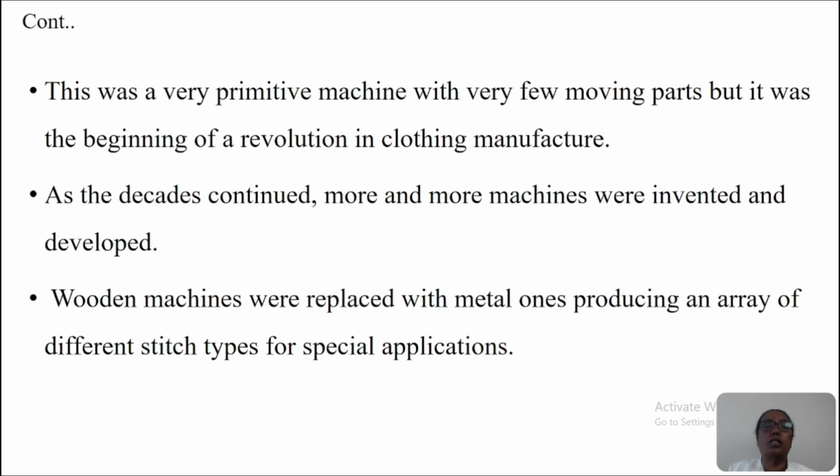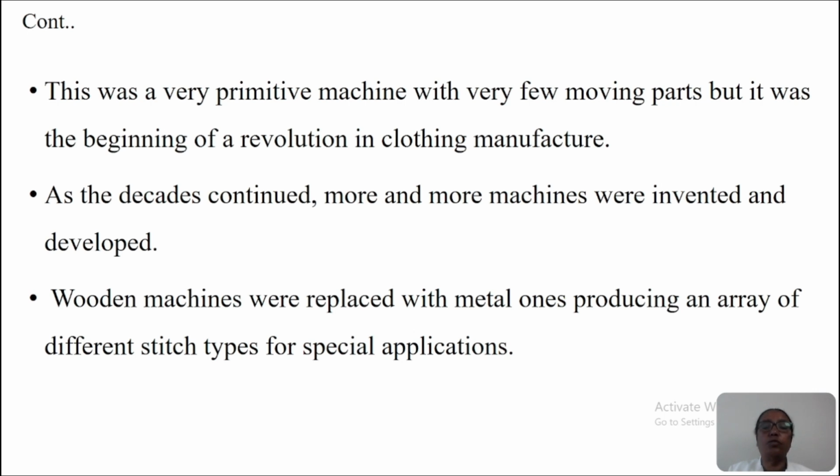So this was the primitive time, a primitive machine with very few moving parts, but it was the beginning of a revolution in clothing manufacturing. Earlier, mankind sewed by hand, but English innovators innovated the old machine and the wooden machine. At that time, this was the revolution of clothing manufacturing.